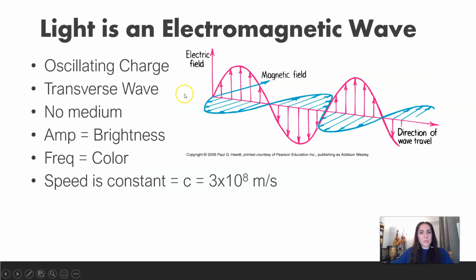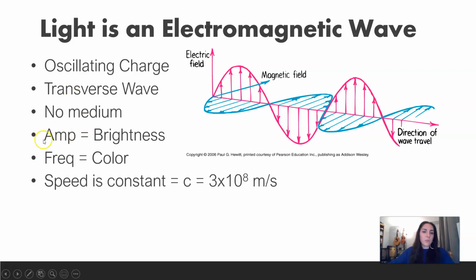Some of the other characteristics is that it's a transverse wave. So in other words, the propagation of the wave is perpendicular to the disturbance of the wave. You don't need a medium for this. So that's the reason why we have light coming to us from the sun, which is hundreds of billions of miles away. We don't need a medium for that to happen. That's pretty important for our survival.